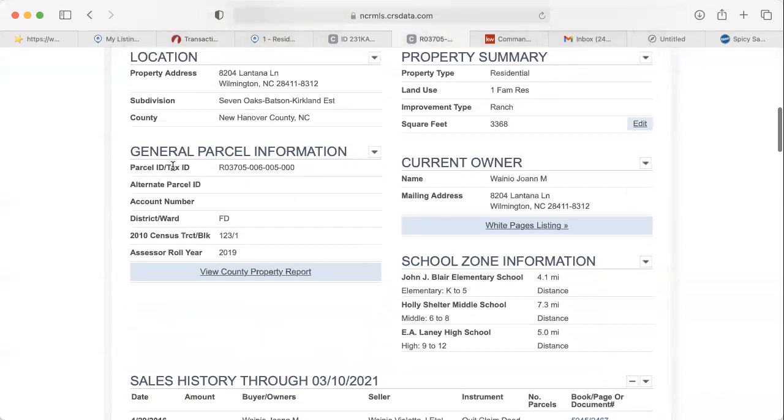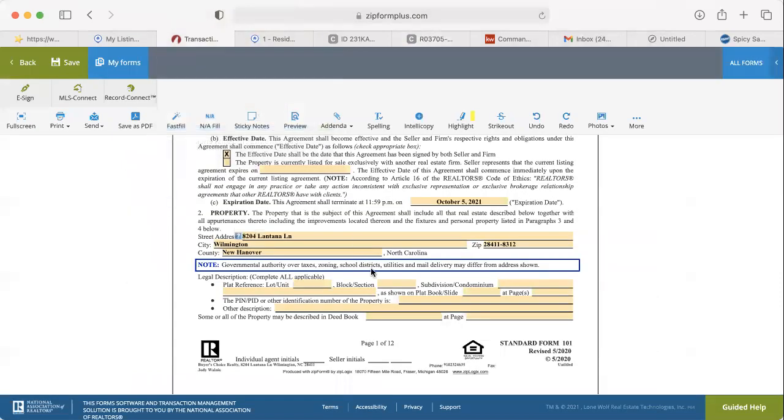So the first thing I see here under my tax record is this parcel ID or tax ID. So I'm simply going to select it and copy it. And then I'll go back to my form and I'll look here to say, okay, here's the PIN, PID, or other identification number of the property. That's my tax ID. So I will paste that number right in here.